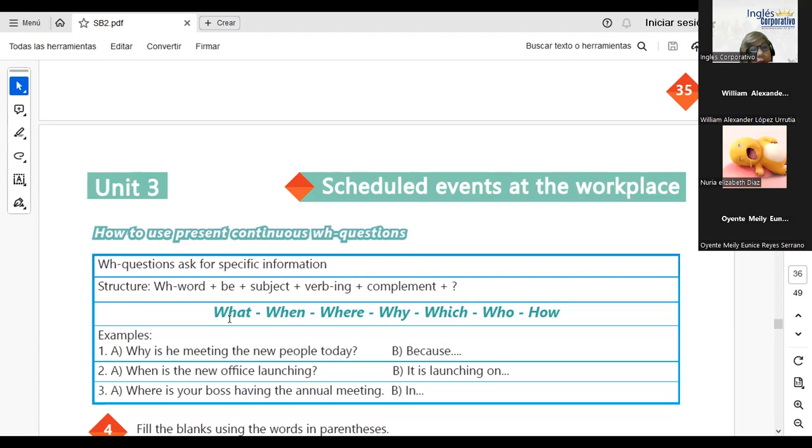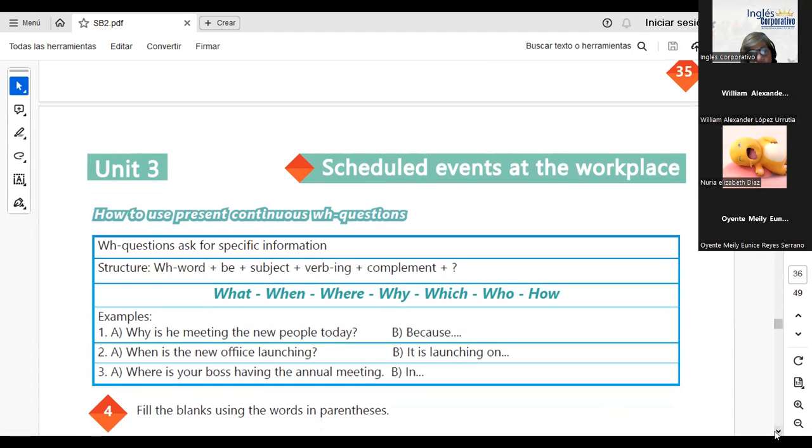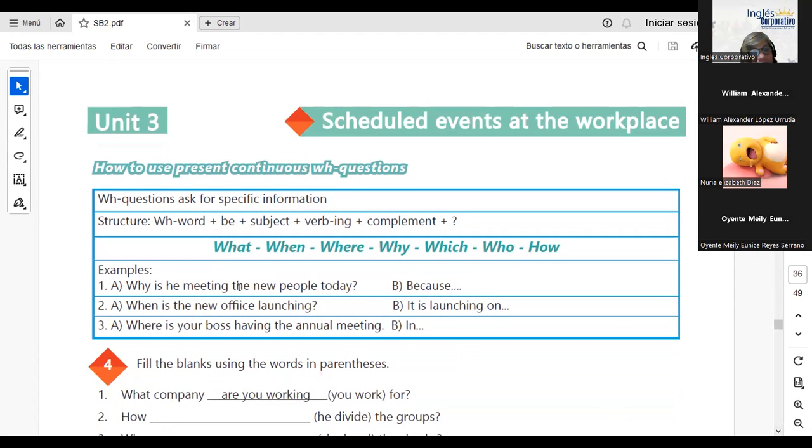Okay, you have what, when, where, why, which, and who, how. Examples: why is he meeting the new people today? Okay, if you have a question with why, the answer uses because. Why is he meeting the new people today? Because it is important that he receives the new people.